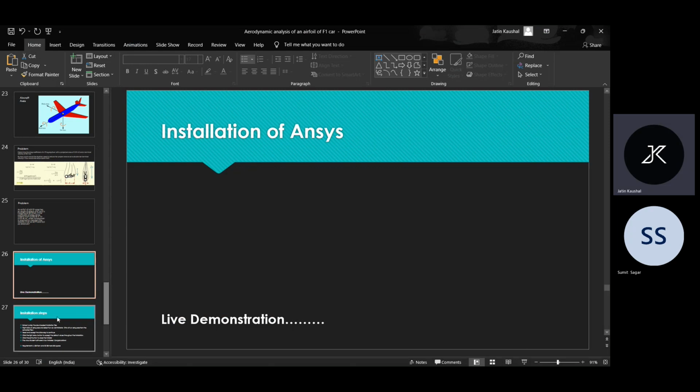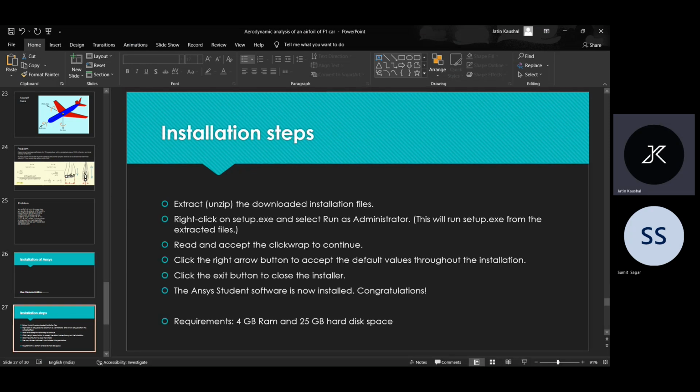When this is done, these are the installation steps. The downloaded file will be in zip format. You unzip, extract all the files, and run the setup.exe file as administrator. Accept all the terms and conditions. Like any software, you know how to install. The Ansys software is now installed. Congratulations. The requirement for this Ansys software would be 4 GB RAM and 25 GB of hard disk space.